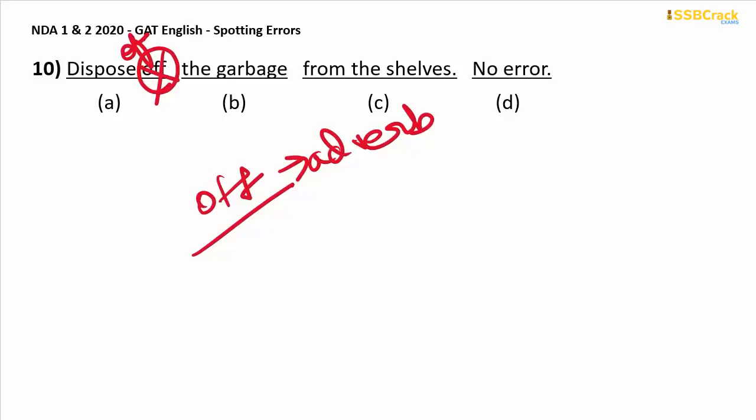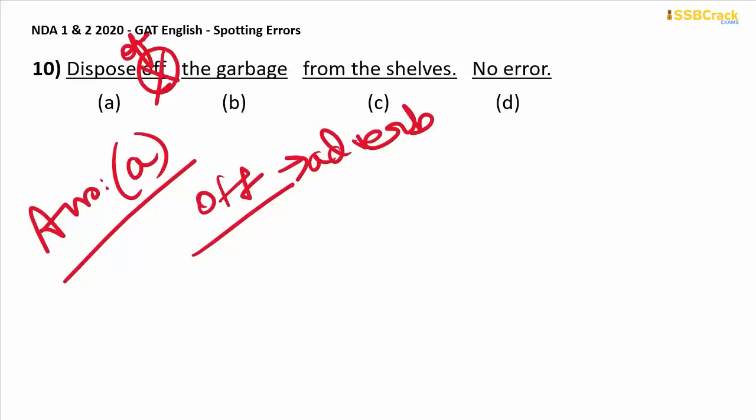Okay, so dispose of the garbage from the shelves. Right, this is the correct form of preposition of to be used after the word dispose. As you can see that part A of the sentence was having the error, so your answer here will be option A. So I hope that you have all got the answers to the questions that have been asked from the topic spotting of errors in NDA 1 and 2 2020 exam in your English section.